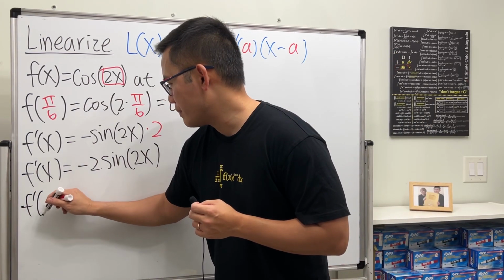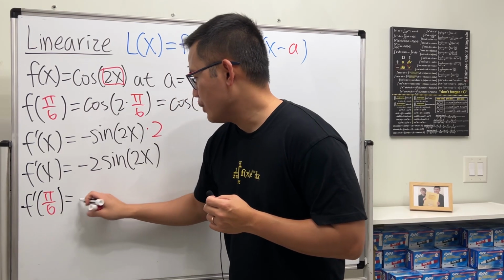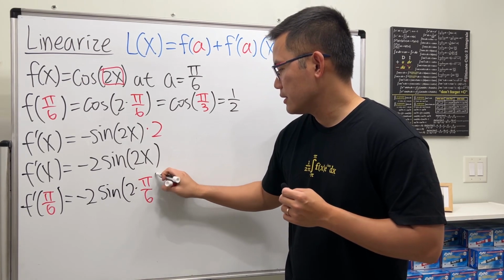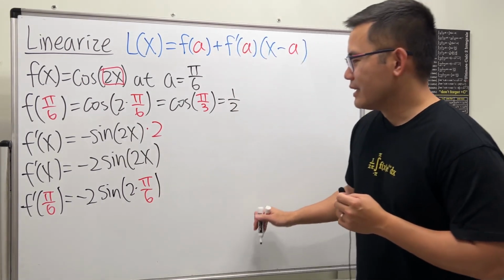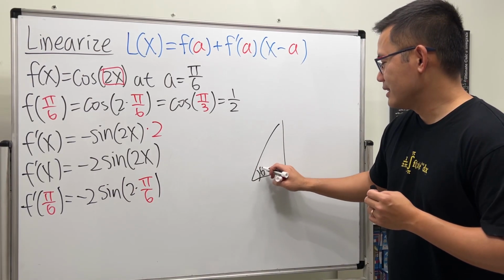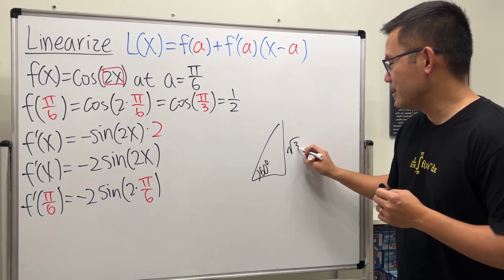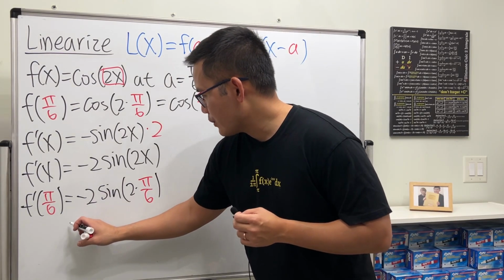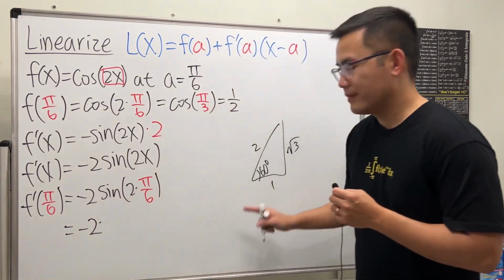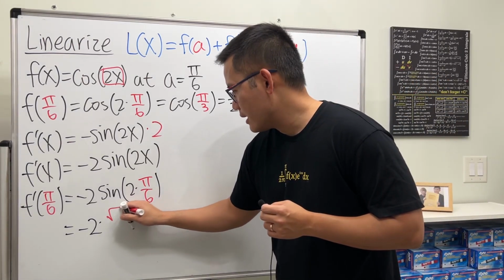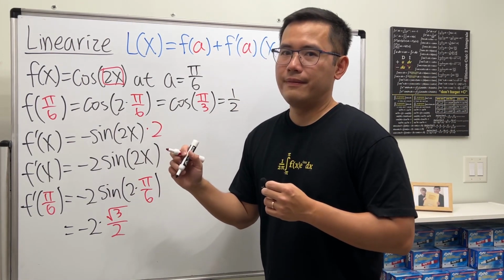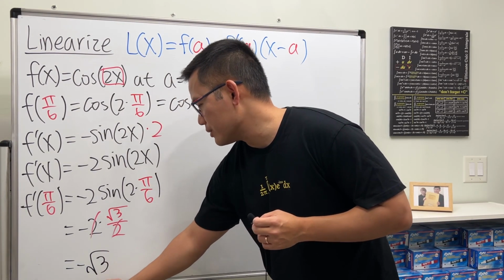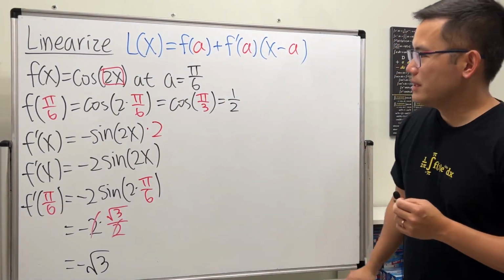So f prime of pi over 6 equals negative 2 times sine of 2 times pi over 6. Again, this is pi over 3. Let me use that triangle again: 60 degrees for pi over 3, and the sides are square root of 3, 1, and 2. This time it's opposite over hypotenuse, so the value we're looking at is negative 2 times square root of 3 over 2. This 2 and that 2 cancel, so the derivative there is negative square root of 3.